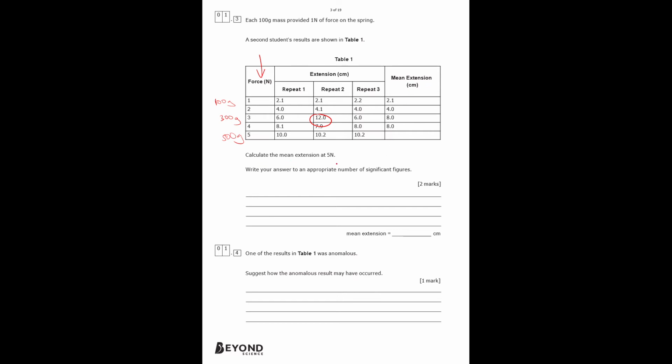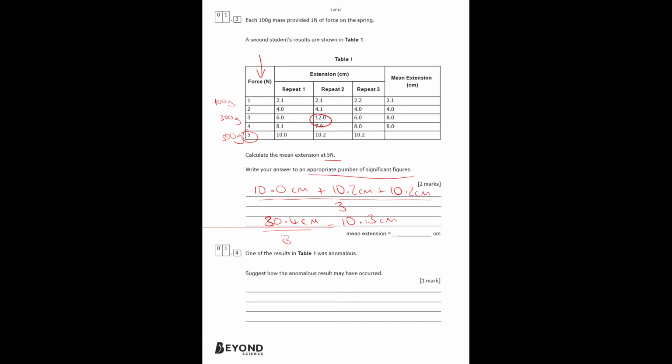So calculate the mean extension at 5 newtons. Well, 5 newtons is here, and we have repeat 1 was 10 centimeters extension plus 10.2 centimeters plus 10.2 centimeters, and I am going to divide that by 3 as I have 3 readings. So 20.4 plus 10 is 30.4 centimeters all over 3 is 10.13 centimeters. Note, however, we are told that we must give our answer to an appropriate number of significant figures.